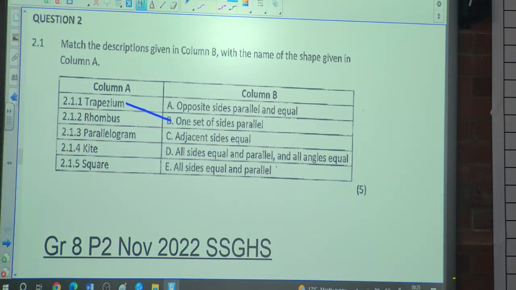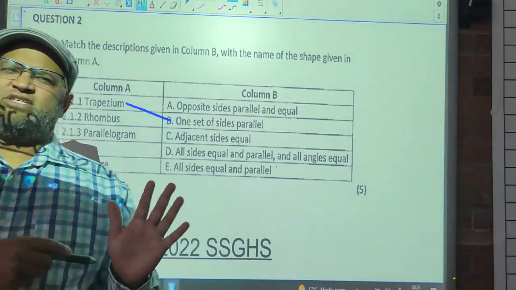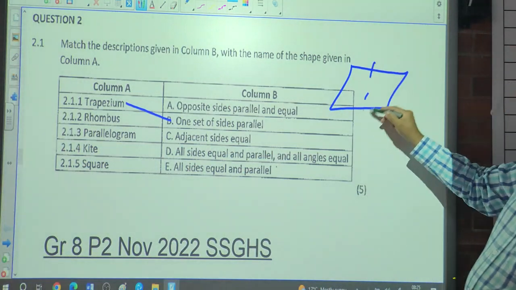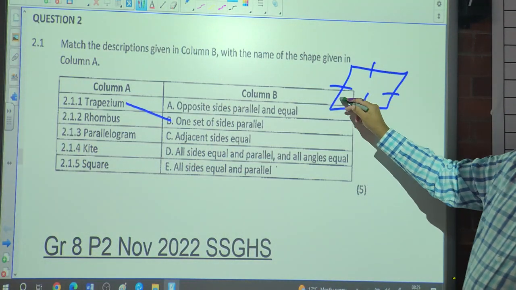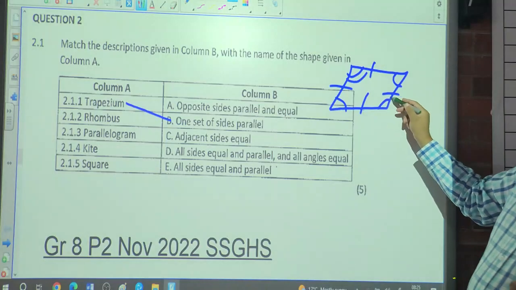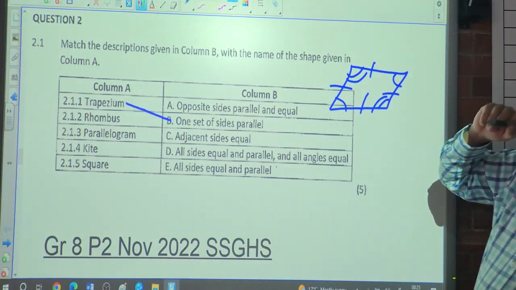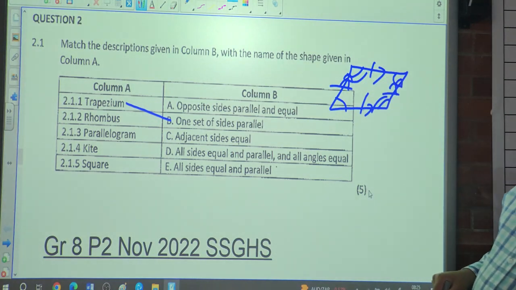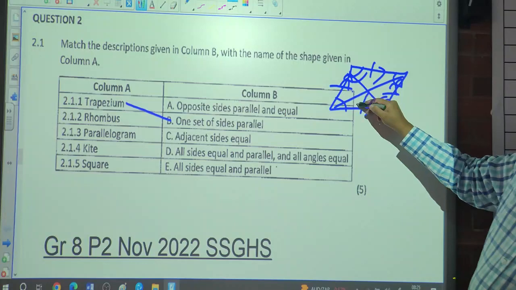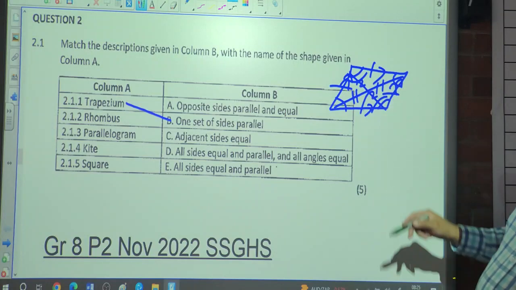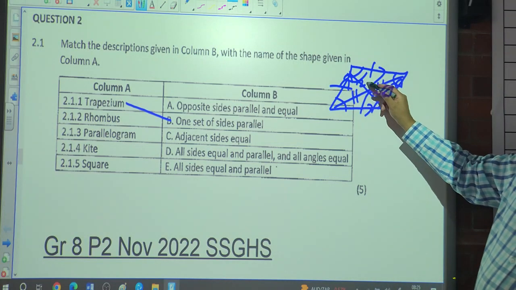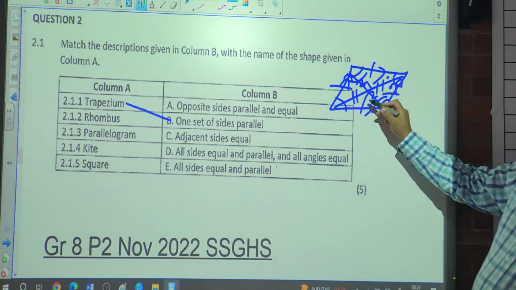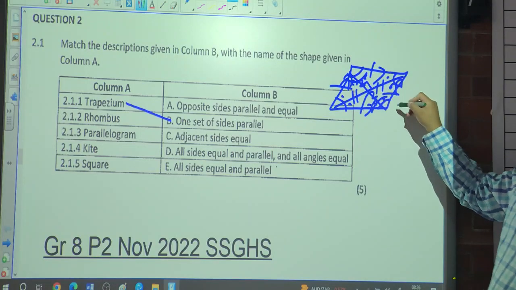Alright. A rhombus. There are 5 properties of a rhombus. What are the properties of a rhombus? All sides are equal. Two pairs of opposite angles are equal. Two pairs of opposite sides are parallel. Diagonals bisect each other. Diagonals are perpendicular to each other. The fifth one is diagonals bisect the vertex angles.